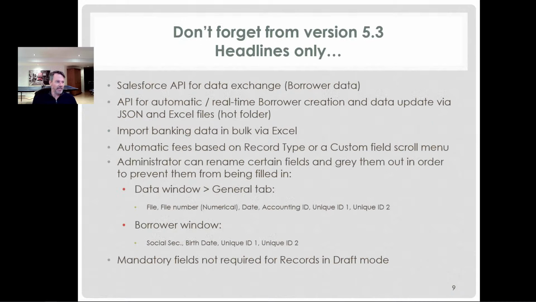Okay, so headlines only, what happened in version 5.3. There's a Salesforce API for borrower data. Again, for borrower data, we have an API for JSON and Excel files, what we call a hot folder. So the file gets deposited from your other information system. It goes to what we call a hot folder, and then Margill picks it up every 2 minutes, 2.5 minutes, I think. But that was only for borrower data, for creating a new borrower, or for updating a borrower.